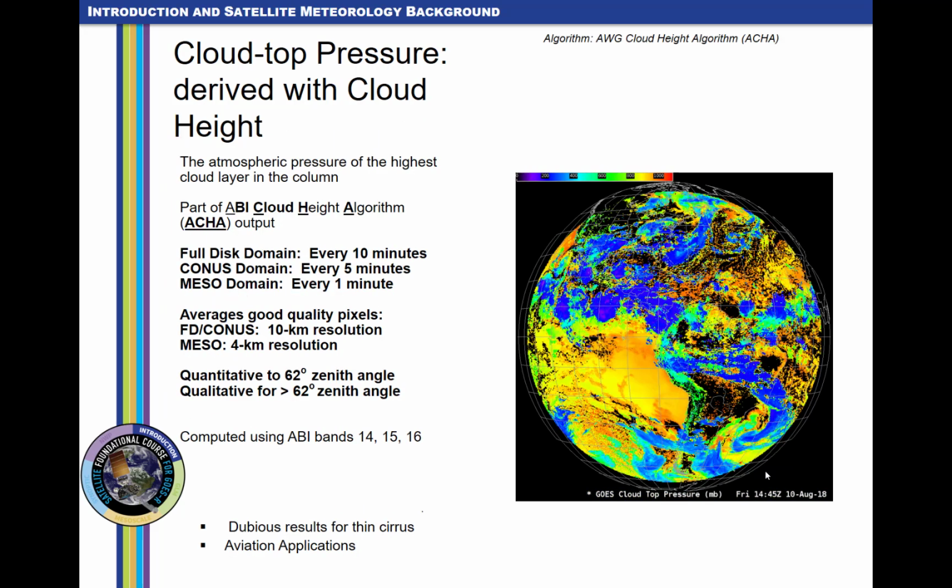Cloud top pressure, a baseline product that is also used in aviation, is derived simultaneously with cloud top height and cloud top temperature. It is computed for all full disk, CONUS, and meso images, and has a 10-kilometer resolution at full disk and CONUS domains, and a 4-kilometer resolution in meso domains. This is the same temporal cadence and horizontal resolution as cloud top height. Forecast model temperature profiles convert cloud top temperatures computed to a cloud top pressure and a cloud top height. ACHA variables are computed using bands 14, 15, and 16 on ABI, that is 11, 12, and 13 micrometers.